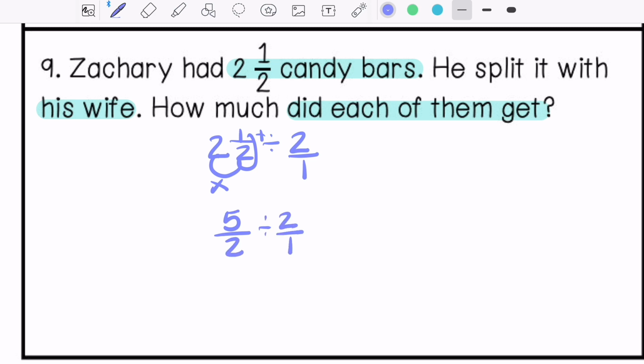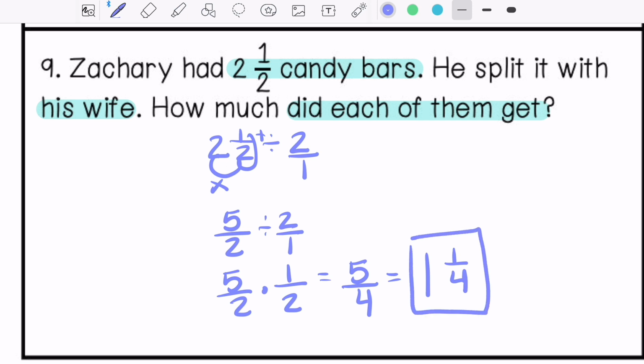And then we are going to keep, change, flip. We do not have any other greatest common factors other than 1 to cross simplify. So this is 5/4. 4 goes into 5 one time with a remainder of 4. So we each get 1 and 1/4. If you wanted to add a label, you could add candy bars.